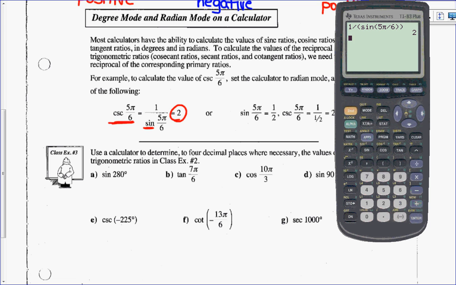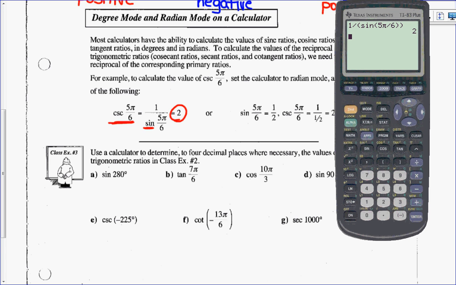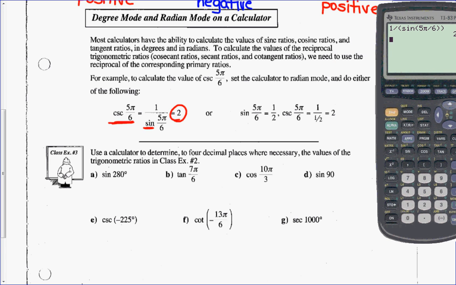Okay? So you can calculate it just by taking the inverse and the inverse ratio of that. The other way that you could do it is if you figured out on your calculator that the sine of 5 pi over 6 was 1/2, then the cosecant of 5 pi over 6 would be 1 over 1/2. And that would also give you the same answer, 2.